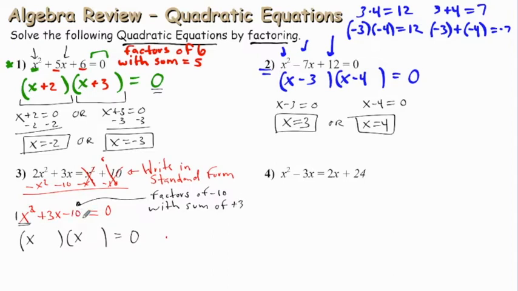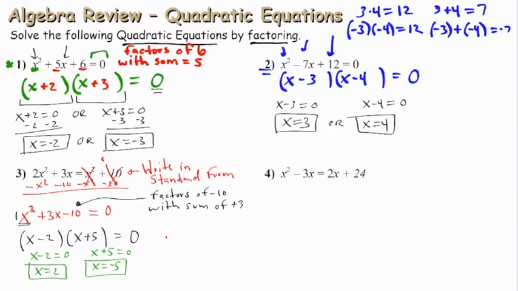So when you go through the factors of 10, negative 1 times 10, a negative 2 times 5, and as you go through it, you should find that negative 2 times positive 5 give us a negative 10, but negative 2 plus 5 give us a positive 3. These are our factors. We can now set each factor equal to 0 and solve for the x's. And we get x is equal to 2 and x is equal to negative 5. Those are our two answers for number 3.